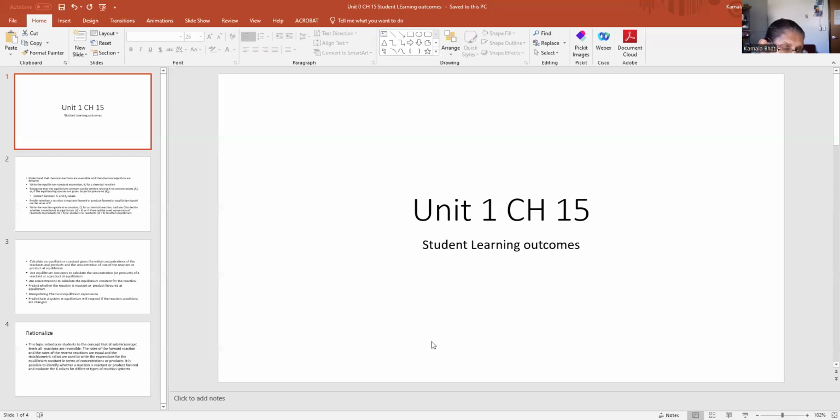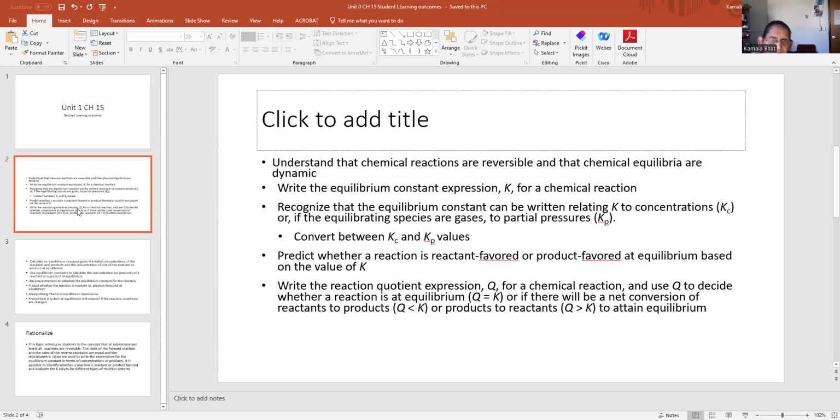Hello, this is the second part of chapter 15, dealing with the objectives. This set of objectives are mainly what the student is expected to know. So I'm going to share my PowerPoint with the students so that you know exactly what this chapter entails when you are studying the particular chapter, and the highlights of important information that a student must know.